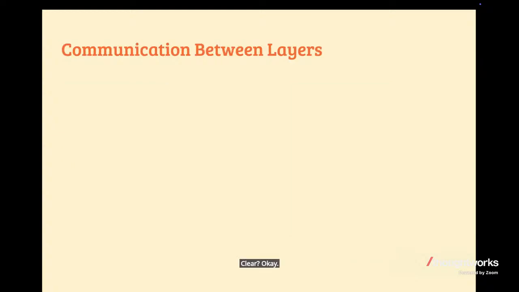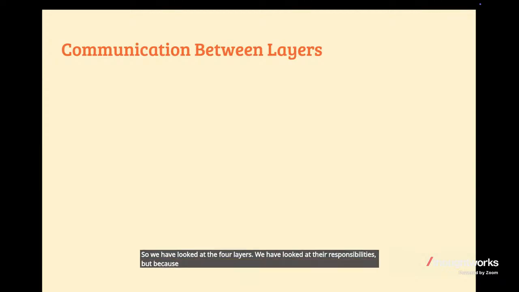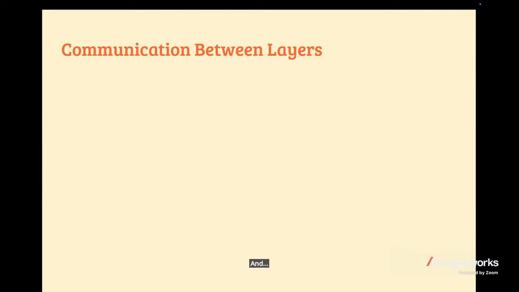So we have looked at the four layers and their responsibilities. But because all of this has to sit in one code base, say you are having a backend application, you would probably have all these layers, and these layers need to talk to each other. Now, there are certain rules that are defined for communication between these layers.